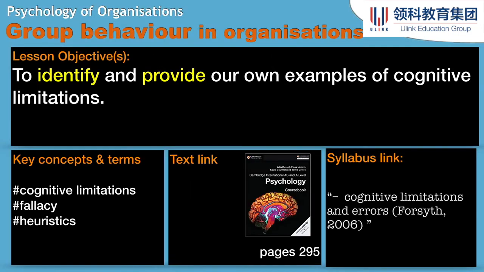Okay, the last thing to look at are the cognitive limitations that all people or most people are capable of, and how that could also lead to poor decision making. And these cognitive limitations are outlined by Forsyth in 2006. Let me start with a very famous example of a cognitive limitation.